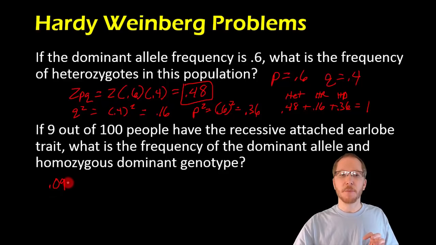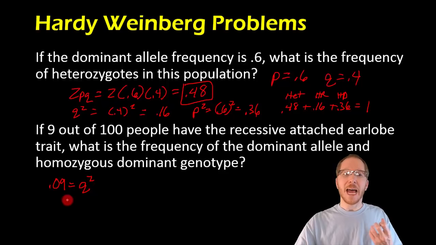I know when you see recessive, sometimes you want to say, oh, it's Q. But because it's the recessive phenotype, that means this is referring to the genotype Q squared. These are people that have two Q alleles. So now that I know Q squared, I can then solve for Q. So I can say, well, Q would be the square root of 0.09.